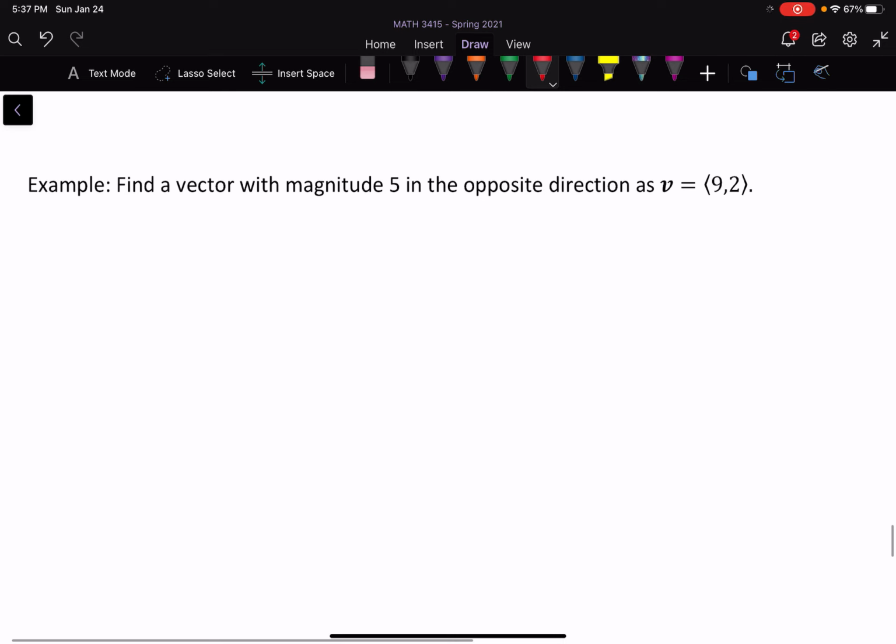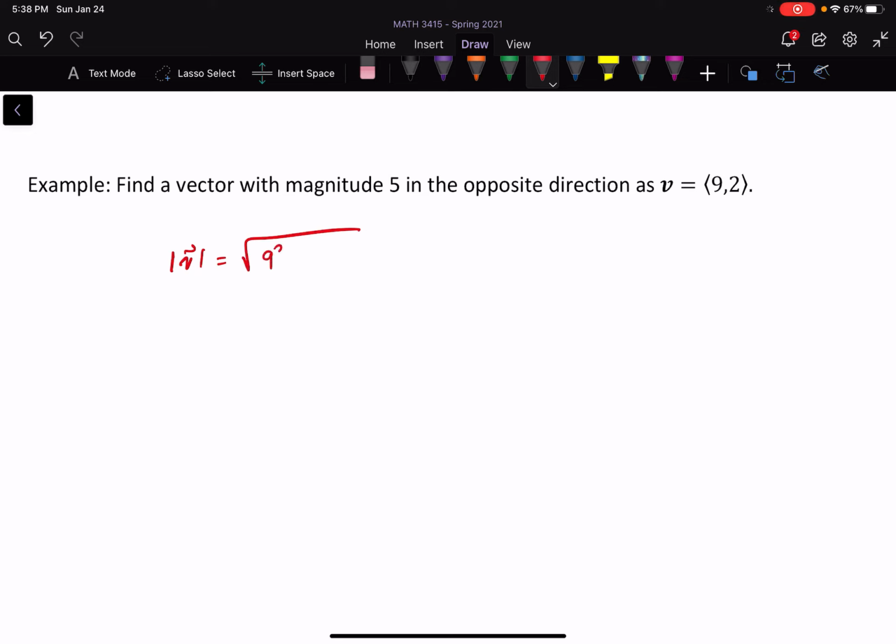Okay, so let's do one more. This one's a bit different, but it's the same idea. Instead of turning it into magnitude 1, now we want to turn it into magnitude 5. And so what we're going to do is turn it into magnitude 1 and then multiply it by 5. So again, we're going to find the magnitude. Who knows? Maybe it's already 5, and then we don't have to do any work.